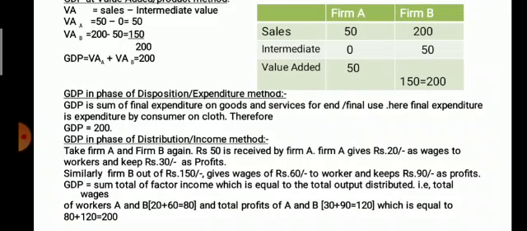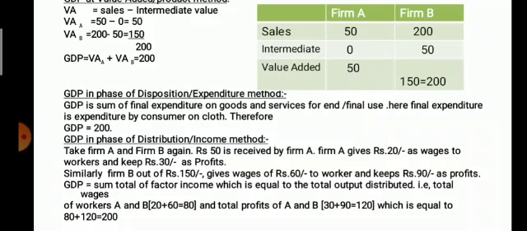Similarly, firm B, though it has sold at rupees 200, has the intermediate value deducted from it, that is 150. Out of the 150 it gives wages of rupees 60 to the worker and keeps rupees 90 as profits. Therefore, this is the GDP income method. We add all the incomes received by all the people of the country in the form of rent, wages, interest and profit. So here GDP is the sum total of factor income, which is equal to the total output distributed.